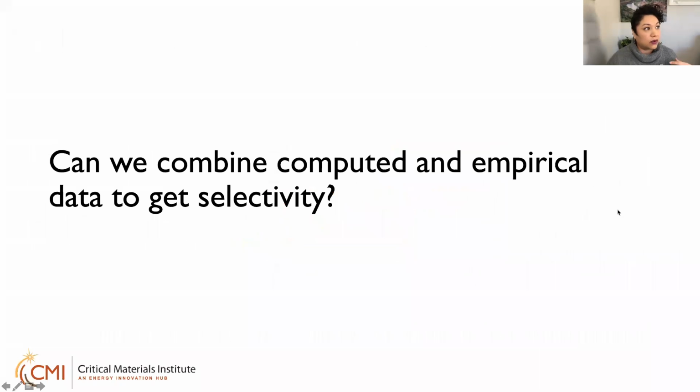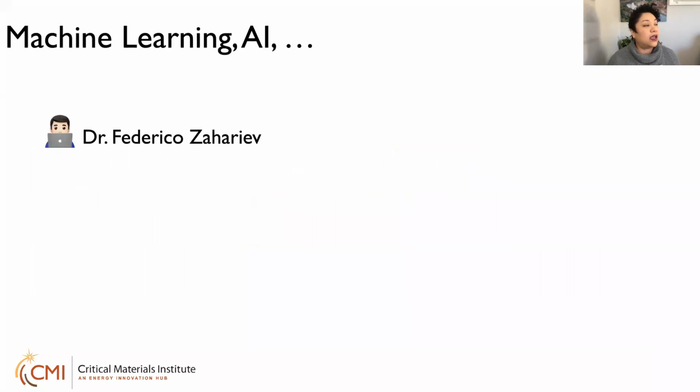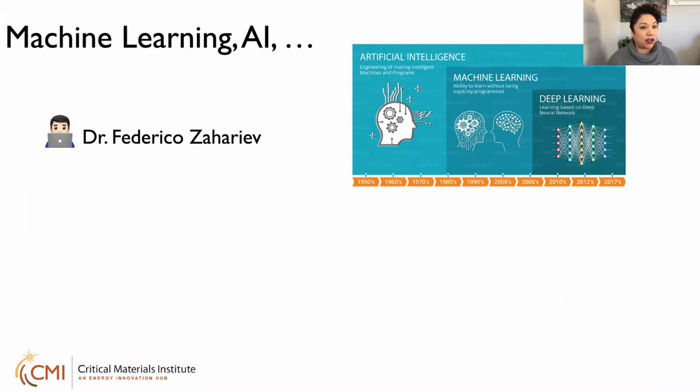So all of that is to say, can we combine those computed and empirical data to get selectivity in a single method? And that's where we move towards machine learning and AI. Dr. Federico Zahariev is our group expert on machine learning. And while machine learning is a hot topic at the moment, the idea behind it has been around for a long time. It is basically trying to mimic biological learning, but through computer code and programs. And now with deep learning, it's much more computer science, mathematical. Well, I guess it was back then too, but with newer compute resources, you can do much more sophisticated programs to do the learning.